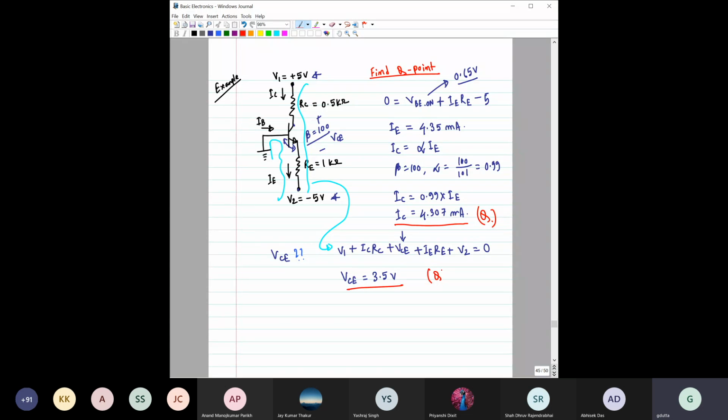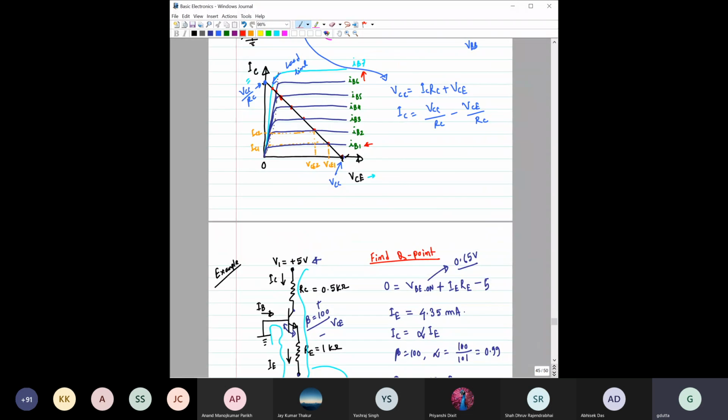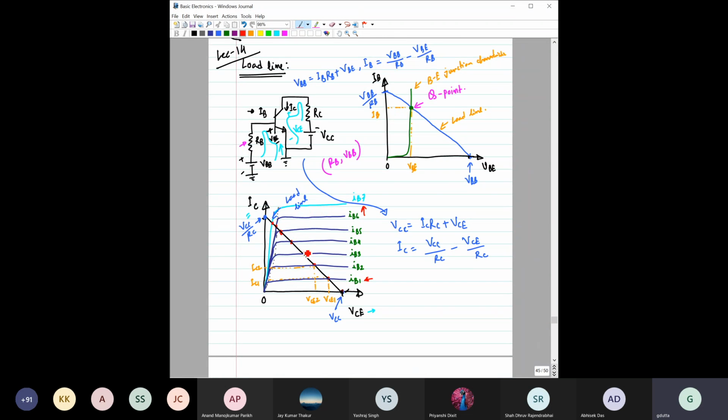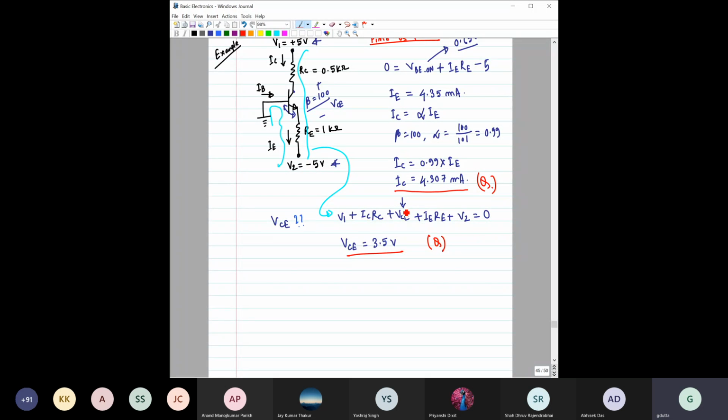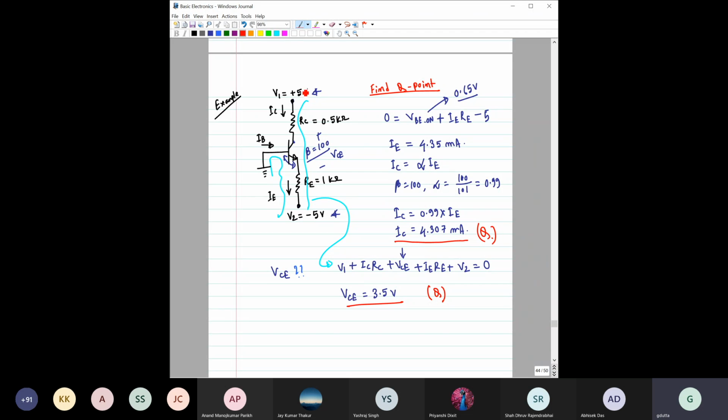If you consider this Q point to be only this, from this output characteristic, right? But if you consider it from here, then you will also have a Q point which is IB. That is also quite easy to calculate, because if you know IC, you should be able to calculate IB, right?